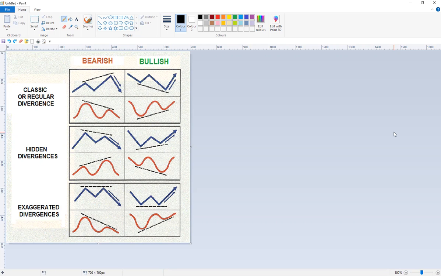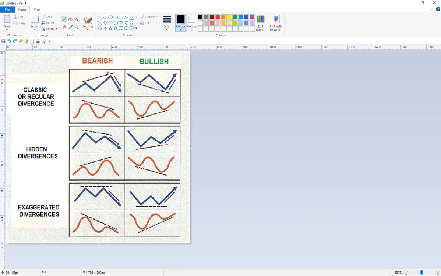So first, what you need to remember is that in classical or regular divergence, market and RSI go in opposite directions. And then what happens? Market changes direction according to the RSI direction. So to start off, they go in opposite directions, but then the market changes its direction in the direction of RSI. See what's happening here.